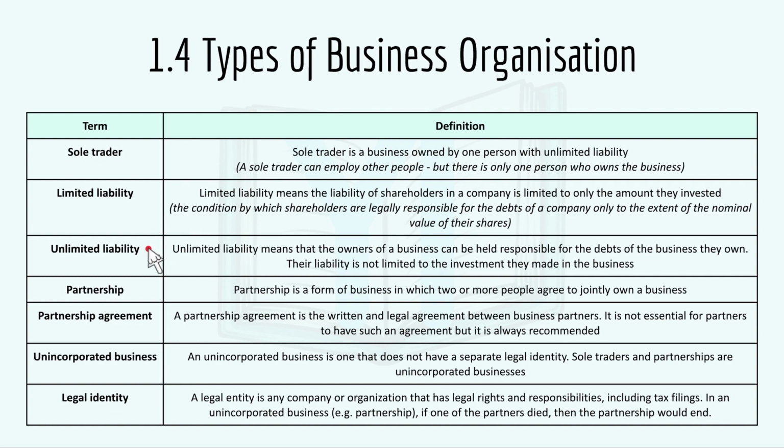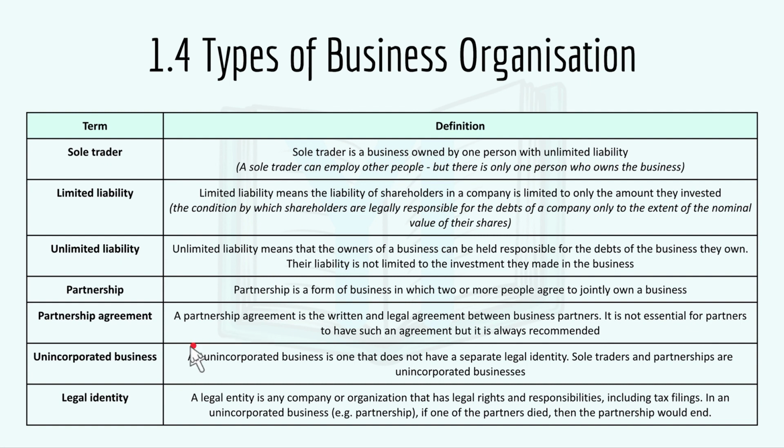And unlimited liability means that the owners of a business can be held responsible for the debts of the business they own. Their liability is not limited to the investment they made in the business, which is basically the opposite of limited liability. Partnership is a form of business in which 2 or more people agree to jointly own the business. And a partnership agreement is the written and legal agreement between the business partners. It is not essential for partners to have such an agreement, but it is always recommended.